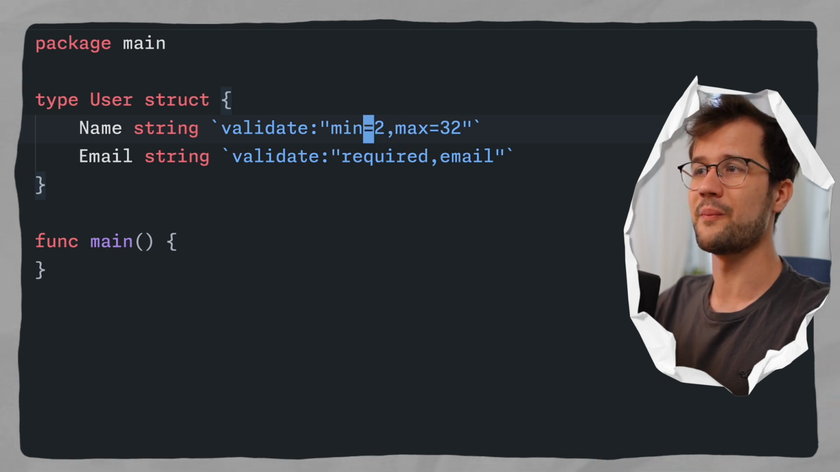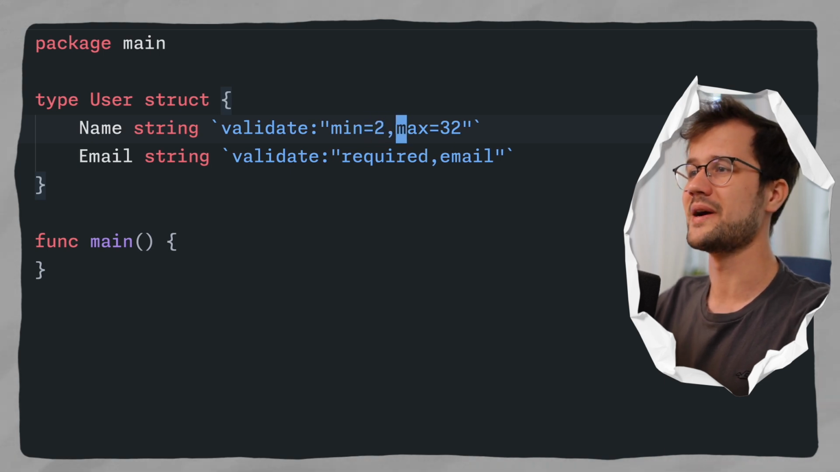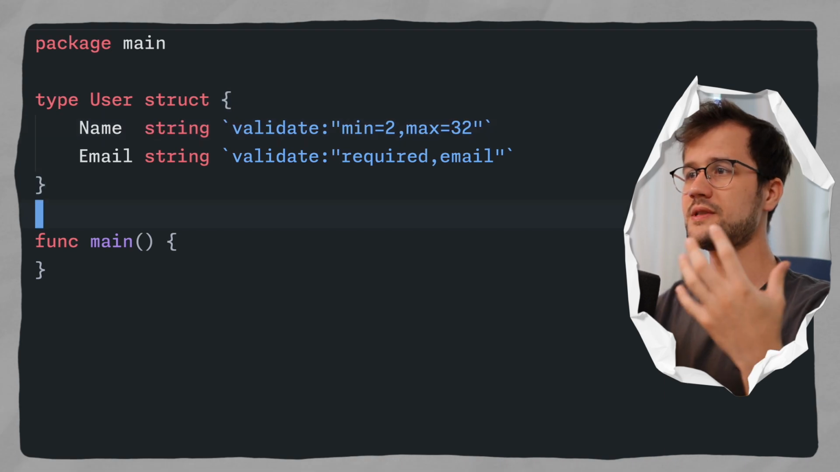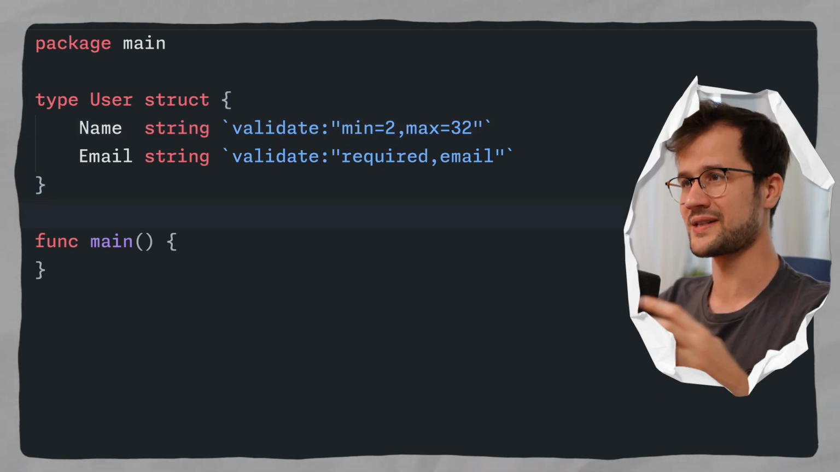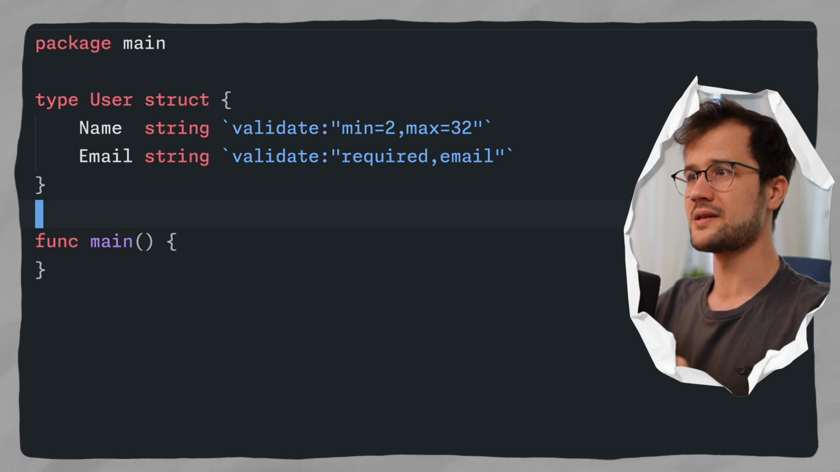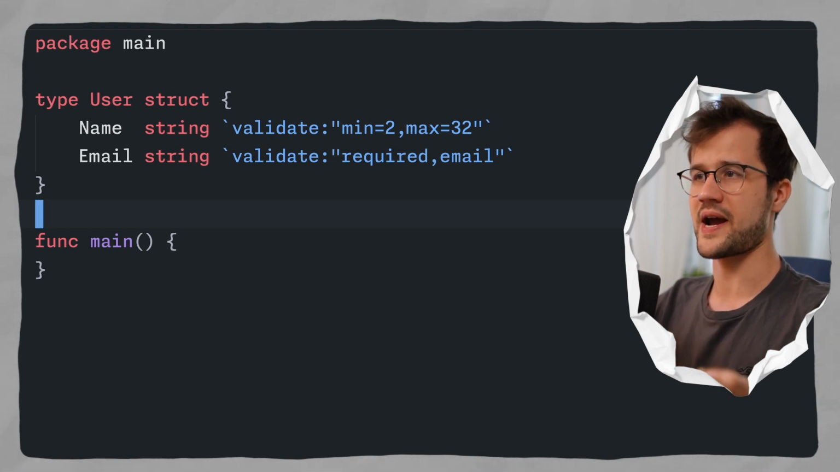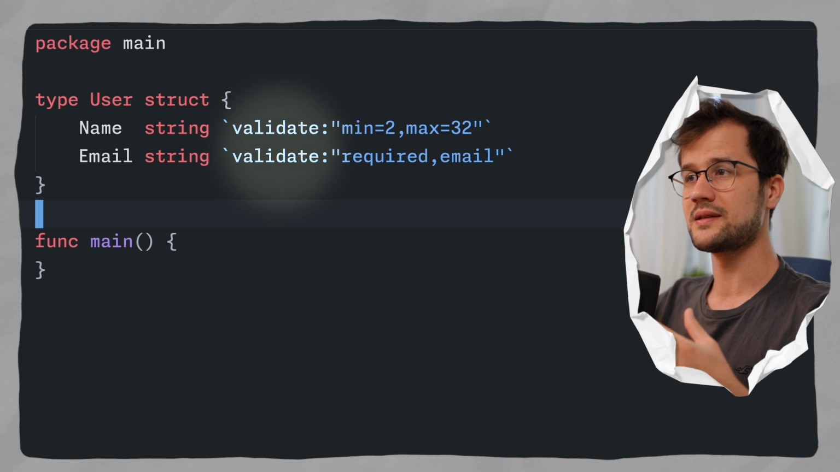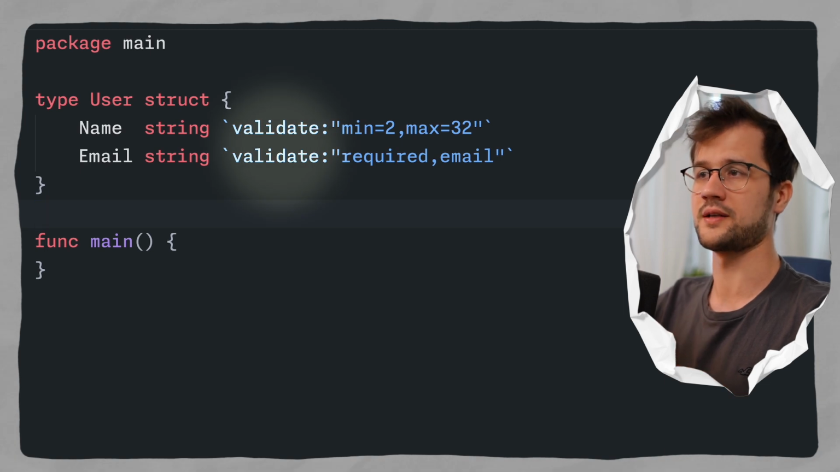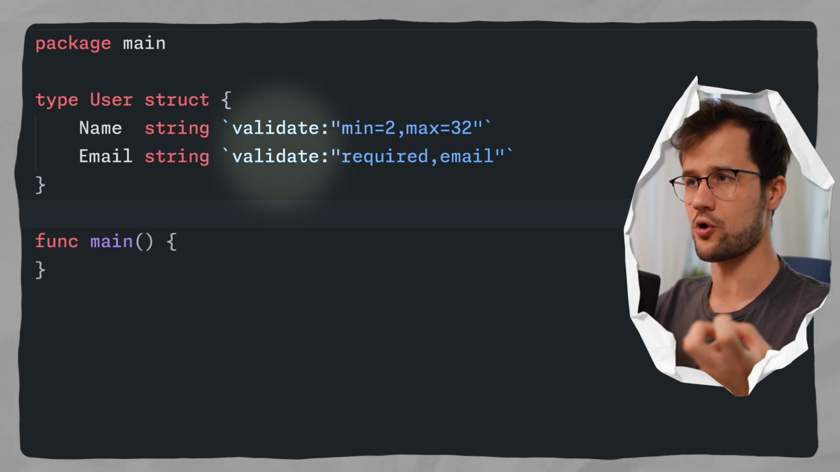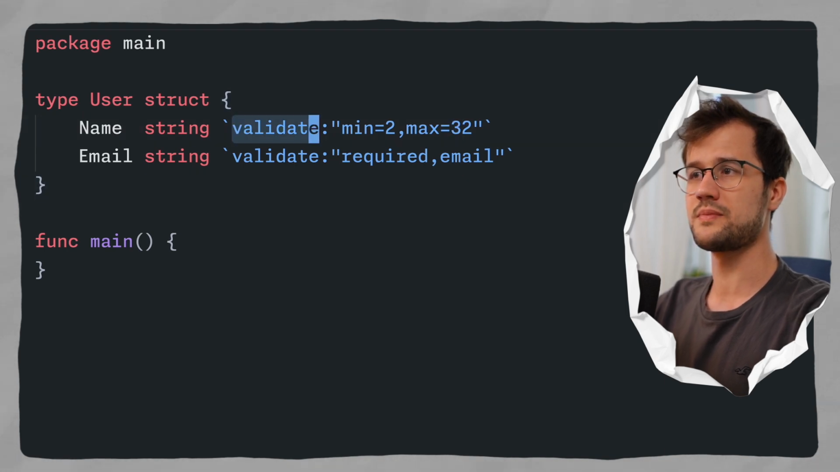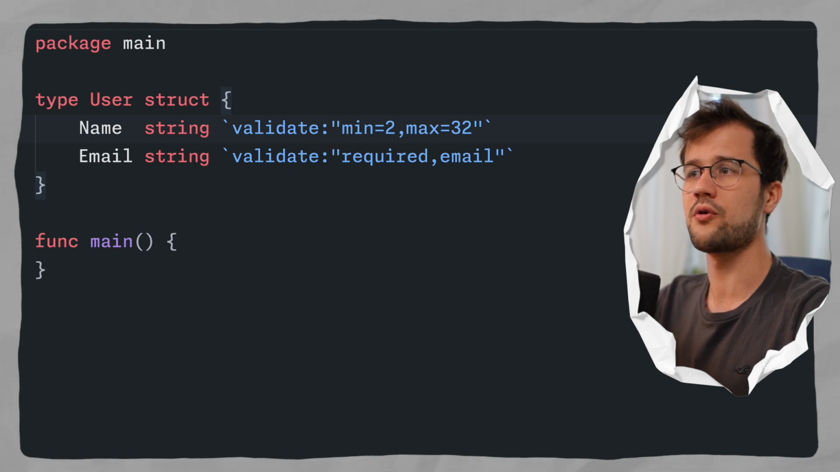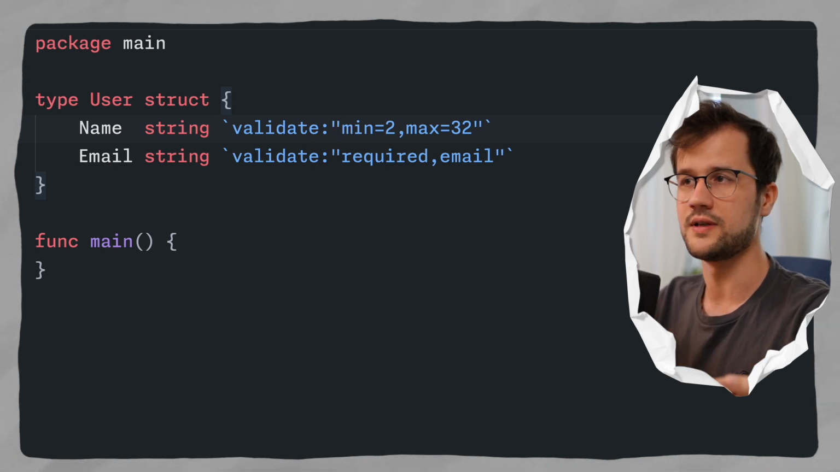So the minimum amount of characters is 2 and the maximum is 32. Now, obviously there are some conventions we should follow for best practices. The first thing is the tag name. The tag name should be as descriptive as possible and should clearly indicate its purpose. For instance, this validate key here just means for the user that whatever we define here as a value is going to be used as some sort of validation logic.